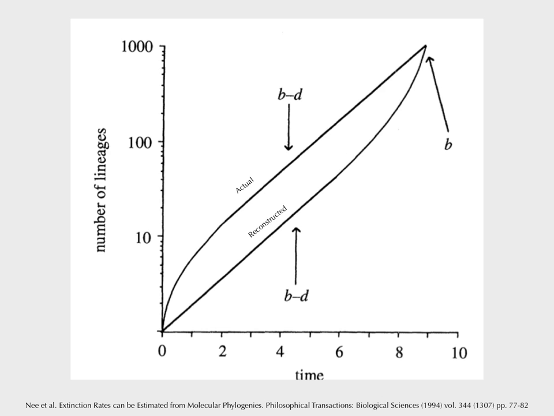Birth rates are hard to estimate, and actually death rates are really hard to estimate. There's a paper published saying you should not estimate them at all, because if there's any weirdness, like the rate not being completely constant through time, it has a dramatic effect on the estimate of death rates.